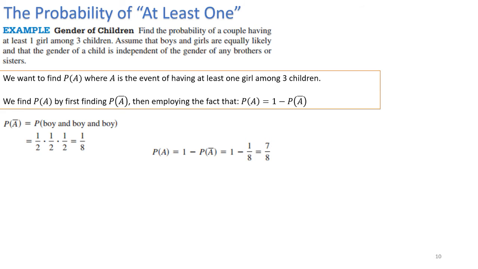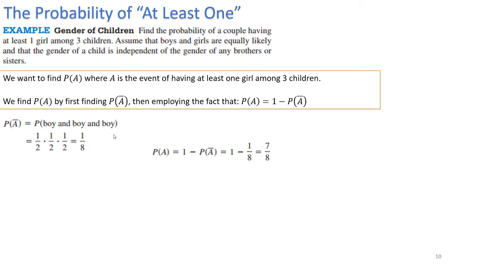And so what's the probability of the complement of A? Well, the complement of A is having all boys, right? If you don't have at least one girl, the only way you can do that is to have no girls, which means that you have all boys. So if you're looking to find the probability of having at least one girl, one way to do this would be to find the probability of having 3 boys, which is the complement of this event.